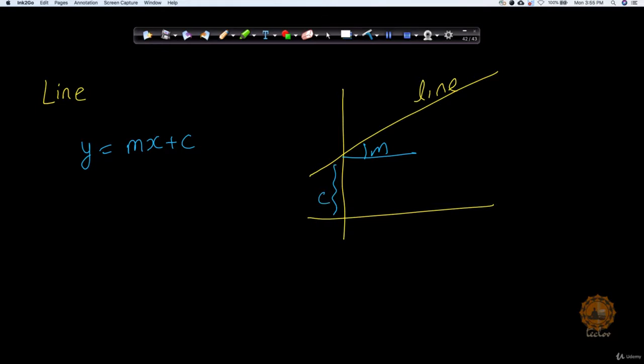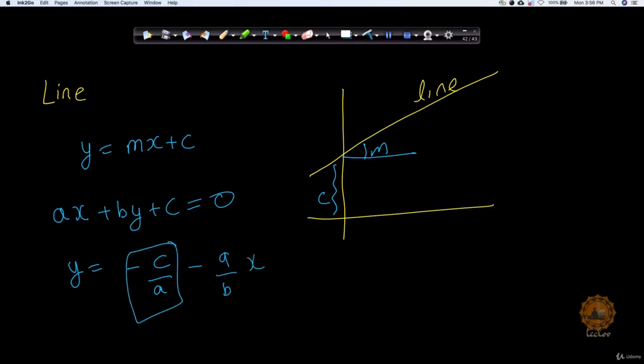Some more people can also say that I can define this line as ax plus by plus c is equal to 0, and if you rearrange this equation you can turn it exactly into the same form. You can always say that y is equal to minus c by b minus a by b x, right? So this is your c component, and this is your m component. You can always define it in this manner.